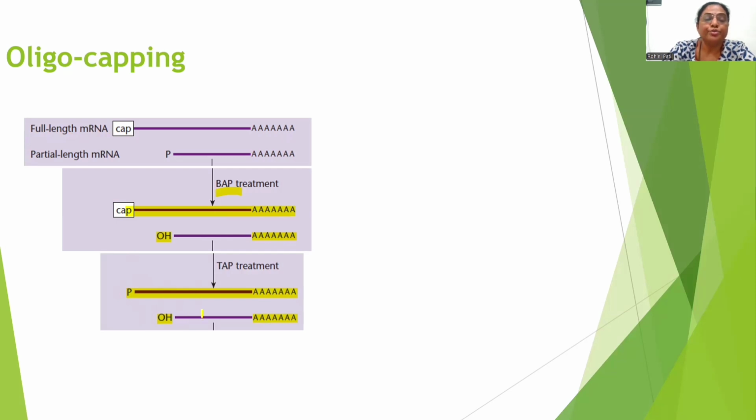Now there are two types of mRNA that you can find: one having the 5' phosphate at the 5' end, and one having the 5' OH. Both have a 3' and 5' end, but at the 5' end the full length mRNA will have the phosphate group, and the partial length will have the 5' OH.